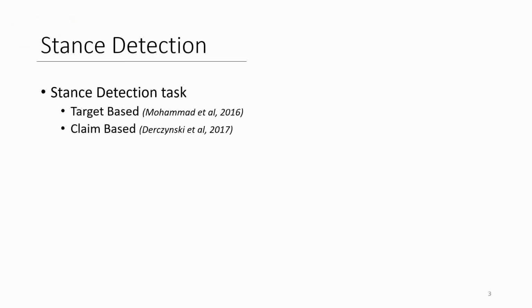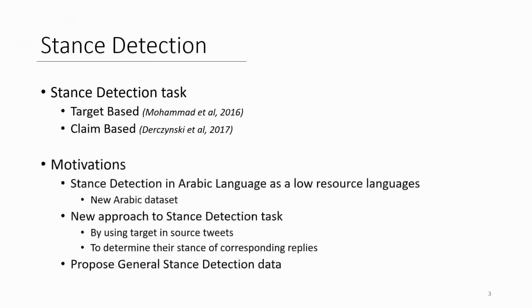There are two ways to approach a stance detection task, target-based and claim-based. In target-based, the target can be an event, concept, entity, or etc. In claim-based, a stance towards the whole text sentence is determined, like rumor. One of the stance detection applications is determining the stance of tweets toward election candidates. For example, there is a dataset for US 2016 election candidates like Clinton and Trump.